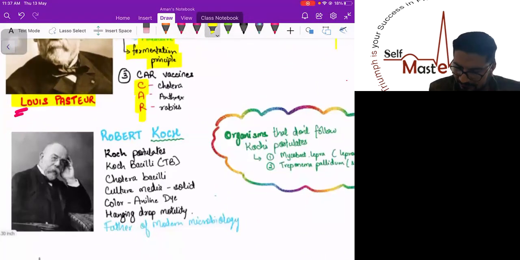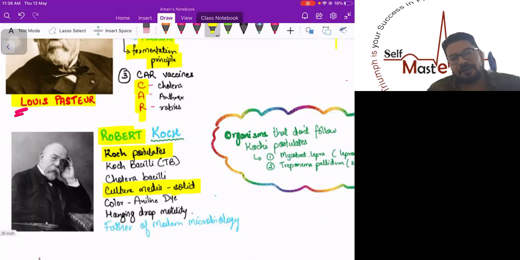Why was he a solid personality? Because he is Robert Koch. Robert is a solid man. So remember Robert: what did he do? Robert gave the solid media concept. So remember Robert is solid. He also gave the Koch postulates. He discovered the TB bacteria. He was the discoverer of TB bacteria. He also discovered cholera bacilli.